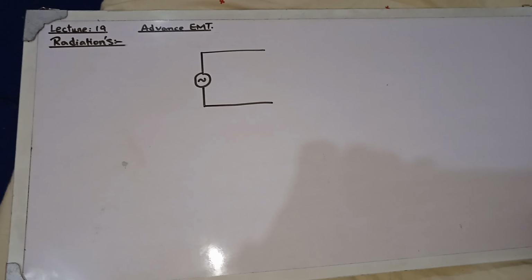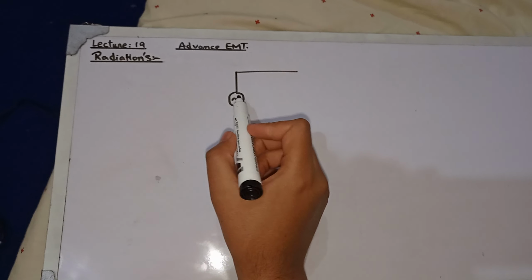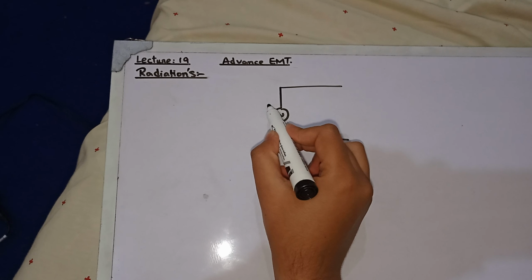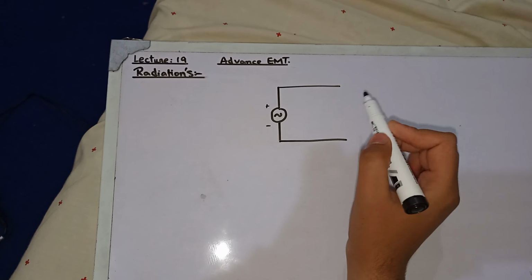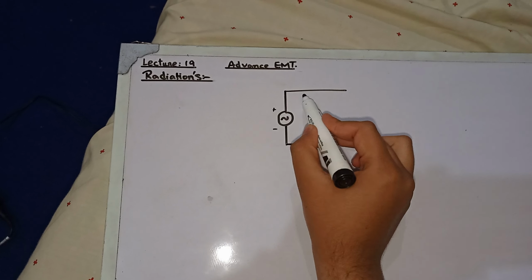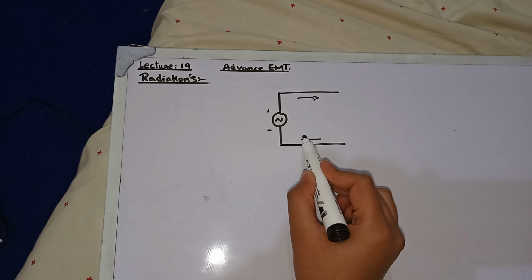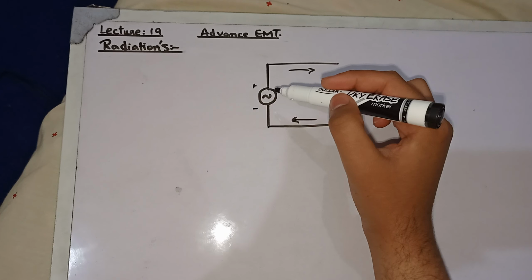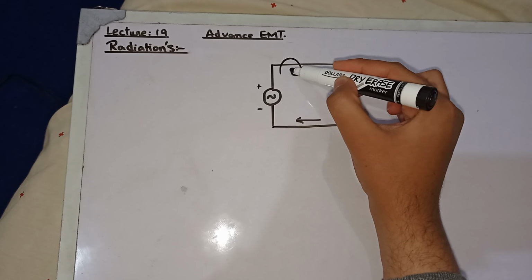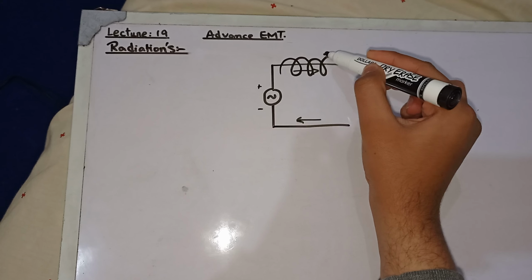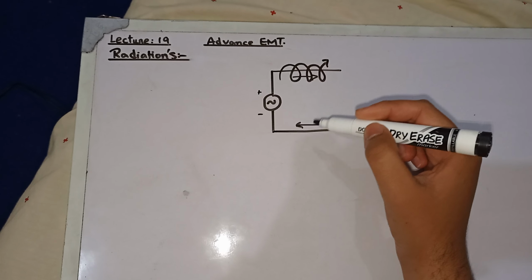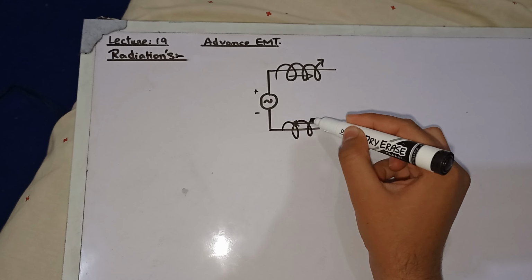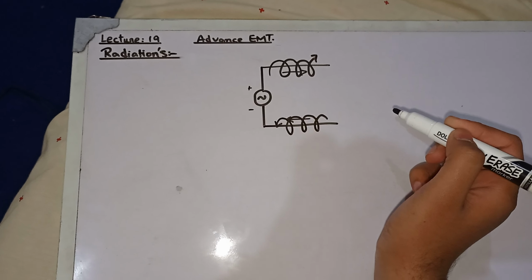To start, let's start with an AC source. Suppose this is our AC source, which has this positive polarity and this is negative polarity. The current is flowing in this direction, the outward direction, like the clockwise direction, and for the reverse, the current is in the anti-clockwise direction.